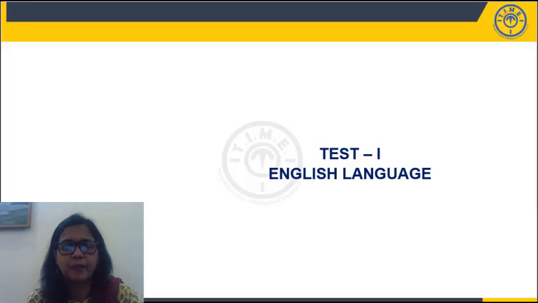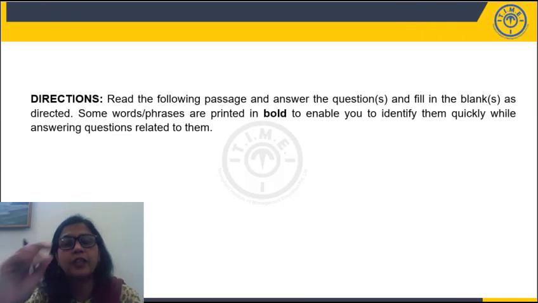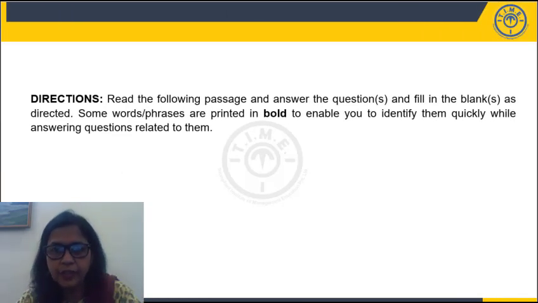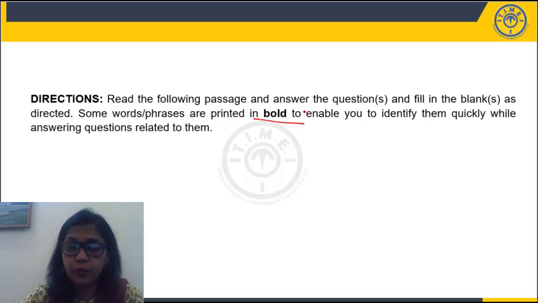So as I said, this is a test of English language, and here we have the directions for the questions at the start. Now the directions say, read the following passage and answer the questions and fill in the blanks as directed. Some words or phrases are printed in bold to enable you to identify them quickly while answering questions related to them. So this is an added advantage that you have, that the words that are in bold, definitely there are some questions related to those words.